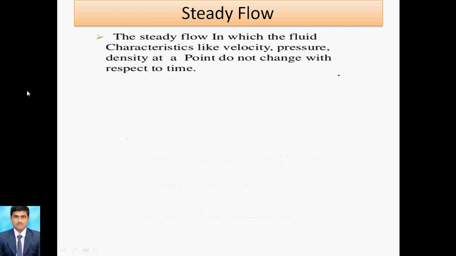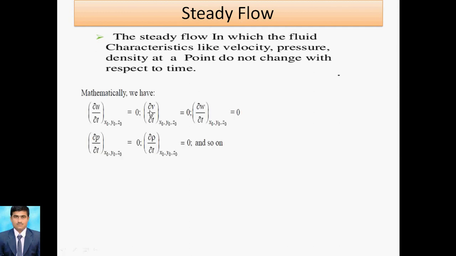As we know, steady flow is a flow in which the fluid characteristics like velocity, pressure and density do not change with time. That is called steady flow. We can write it mathematically. For velocity, we differentiate with respect to time in all directions, that is x, y, z directions. So in the x direction, that is ∂u/∂t.